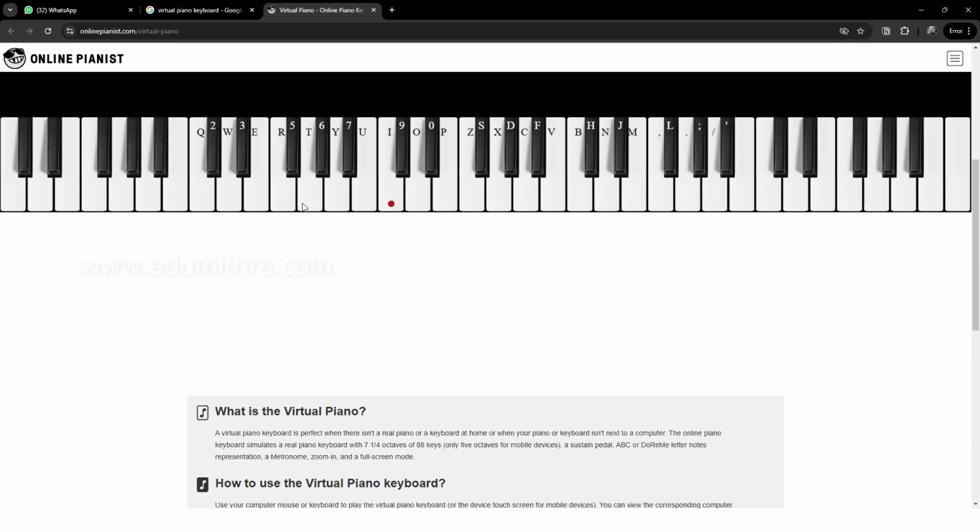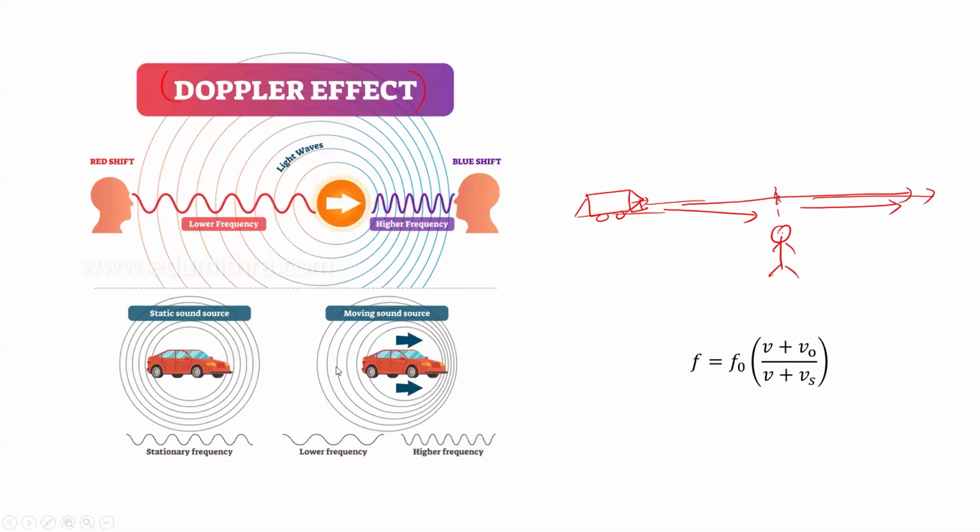Whenever you hear a siren from a moving car or something like that, you can notice this. It is not about the loudness; the loudness is also changing, but it is about the sharpness of the sound, something we call the pitch, or in terms of science, we can say the frequency. So when a source is moving towards you, you get a higher frequency, and when it is moving away from you, you hear a lower frequency.